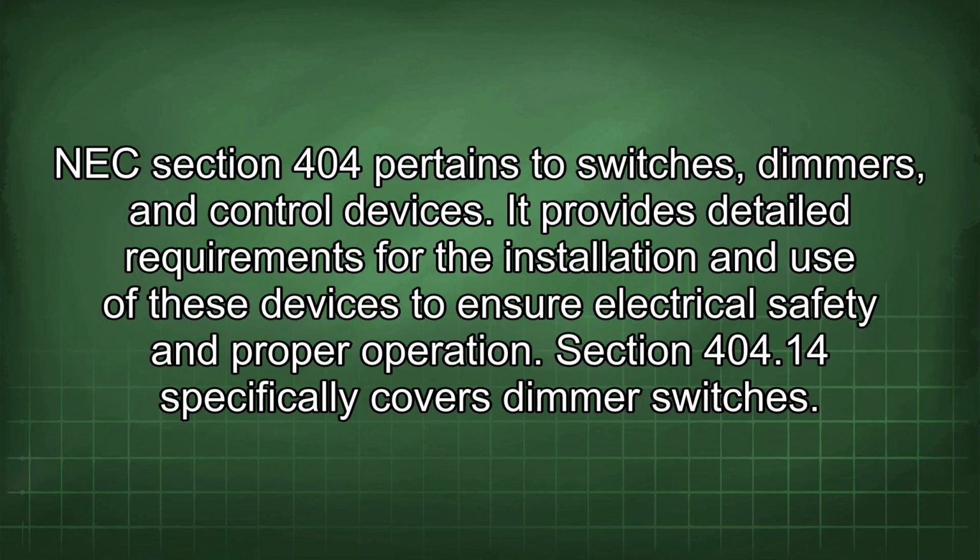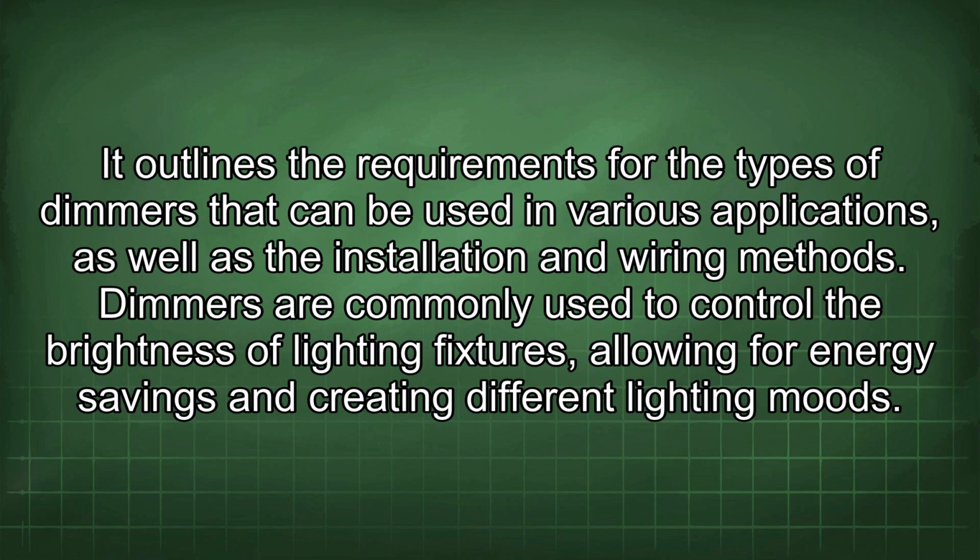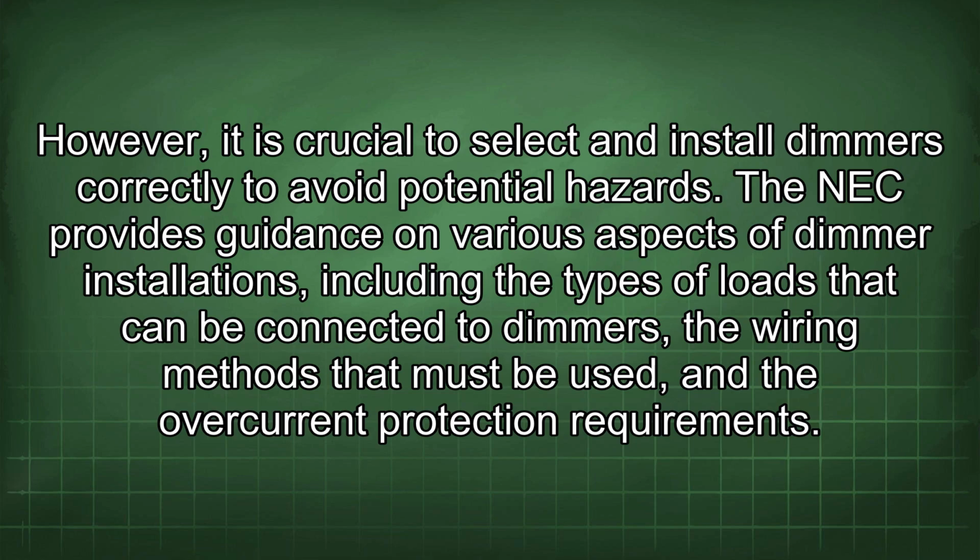NEC Section 404 pertains to switches, dimmers, and control devices. It provides detailed requirements for the installation and use of these devices to ensure electrical safety and proper operation. Section 404.14 specifically covers dimmer switches. It outlines the requirements for the types of dimmers that can be used in various applications, as well as the installation and wiring methods. Dimmers are commonly used to control the brightness of lighting fixtures, allowing for energy savings and creating different lighting moods. However, it is crucial to select and install dimmers correctly to avoid potential hazards.